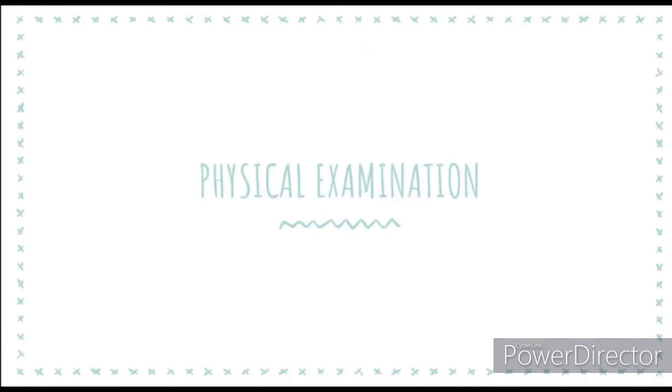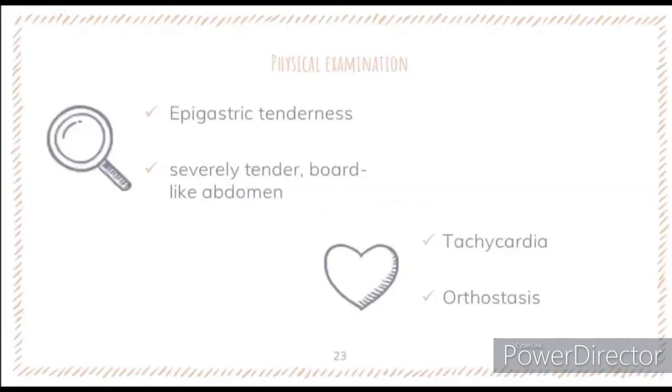For the physical examination, epigastric tenderness is the most frequent finding in patients with gastric ulcer or duodenal ulcers. Pain may be found to the right of the midline in 20% of the patients. A severely tender, board-like abdomen suggests a perforation. Tachycardia and orthostasis may suggest dehydration secondary to vomiting or active GI blood loss.